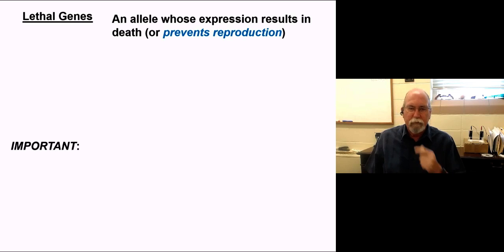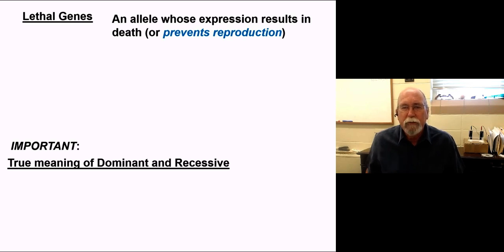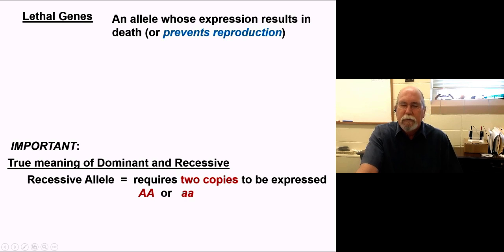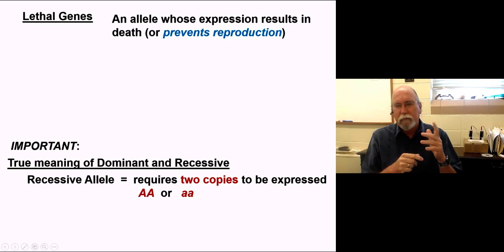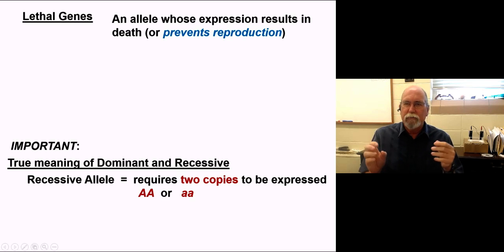All right. Now, very, very important. Pay attention to this part right here. We need to really think about the true meaning of dominant and recessive. What do I mean by that? A recessive allele, what does it mean to be recessive? It means it takes two copies to be expressed. That's all it means. It doesn't matter if you call it big A's or little a's or pluses or whatever. It takes two copies in order for expression to occur.